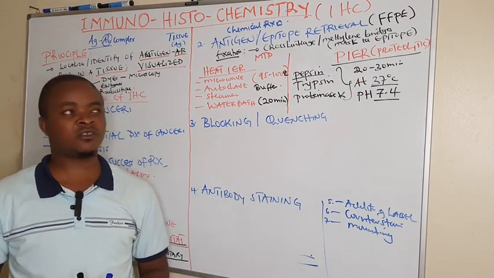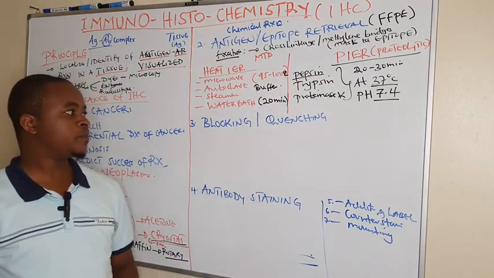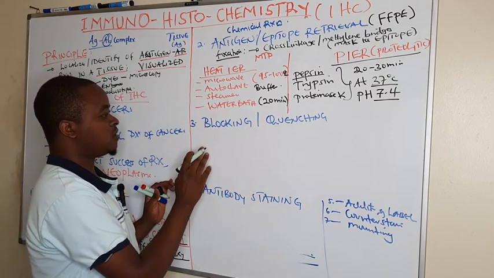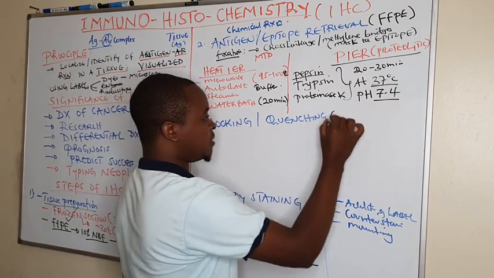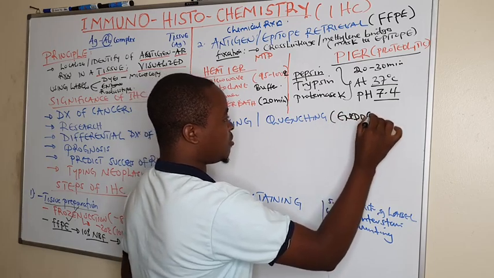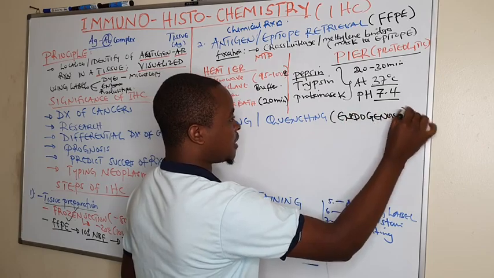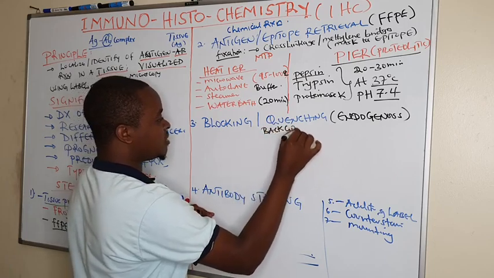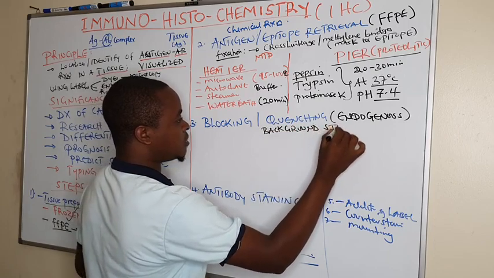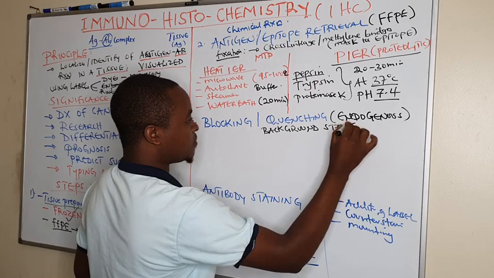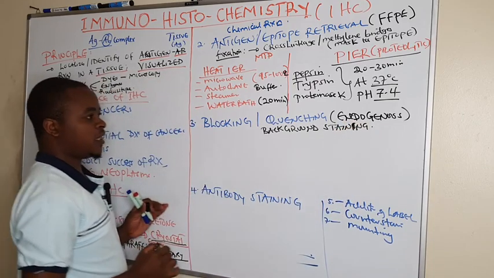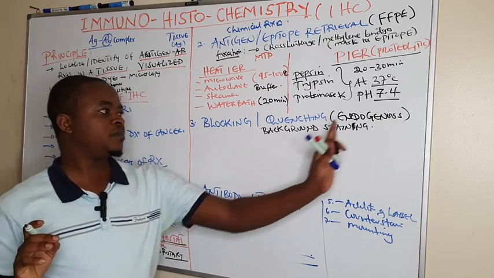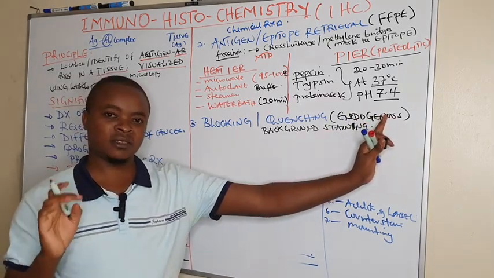For frozen sections, we do not undergo this step. Then the next step after epitope retrieval is blocking. Here we are blocking endogenous substances in the tissue which might cause background staining. So we are preventing background staining. That is the aim, or the significance, of blocking: to prevent background staining by quenching endogenous substances.